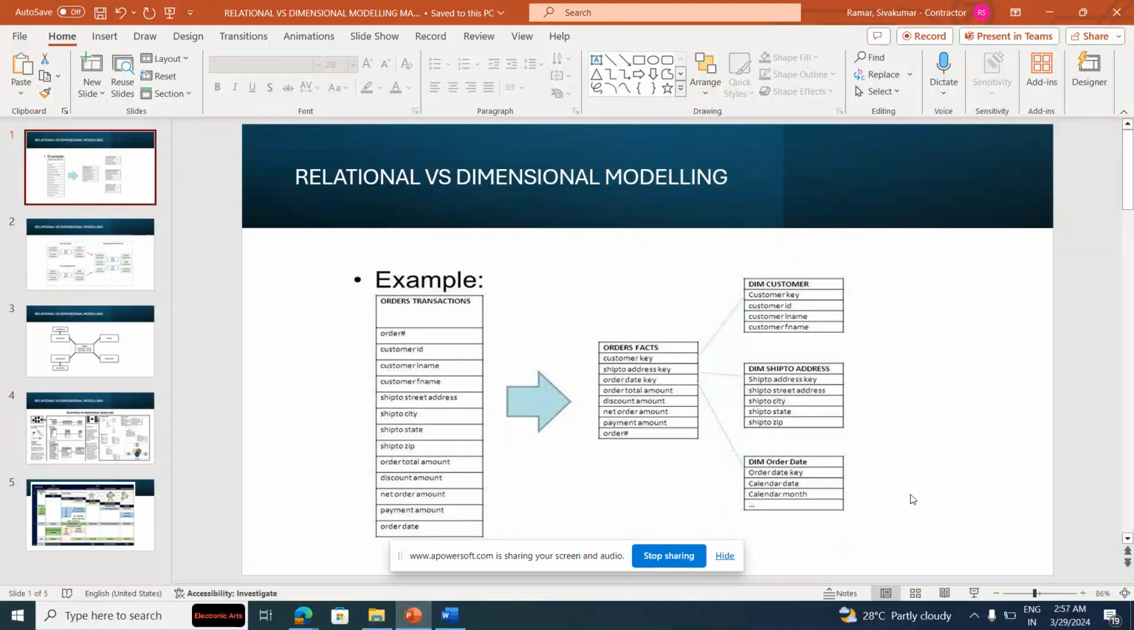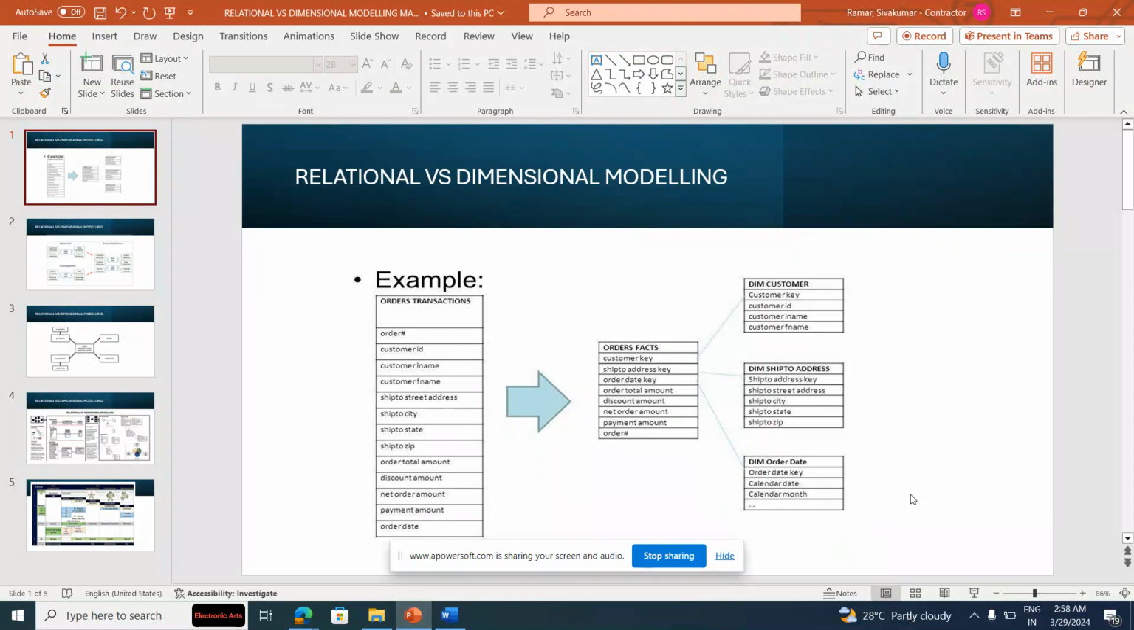Today we will just think about relational to dimensional modeling. So the agenda is we need to know at a conceptual level what it's about. Let me take an order transaction as an example here and how the order transaction is converted into a dimensional model. If you look at this picture, the order transaction has a list of columns.